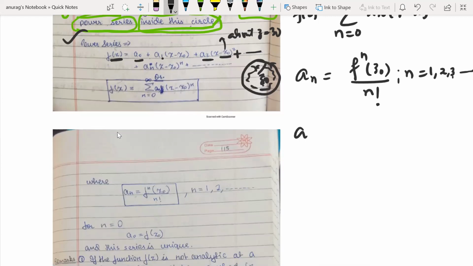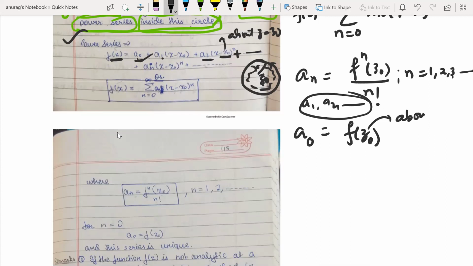What about a0? It will give you the value of a1, a2 and so on, but we want a0 also. For a0, he told that a0 is equal to the value of the function at the given point about which we are going to find the series expansion.